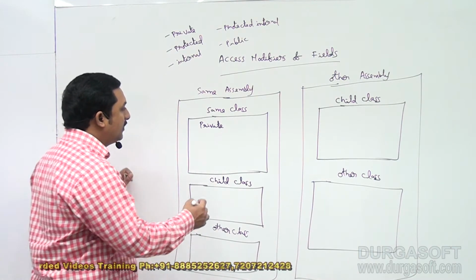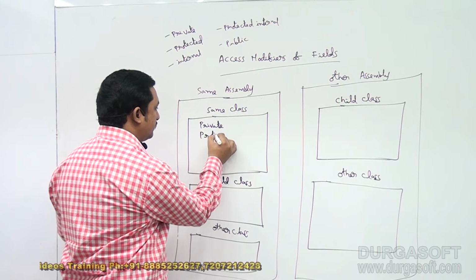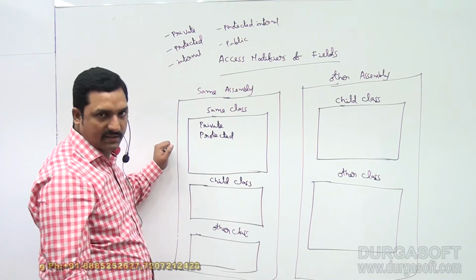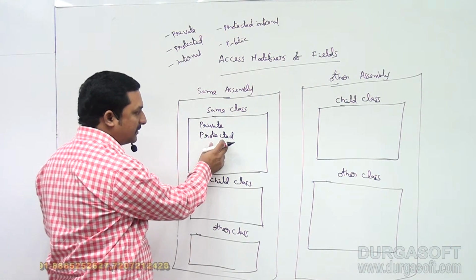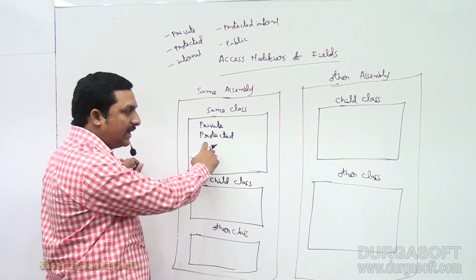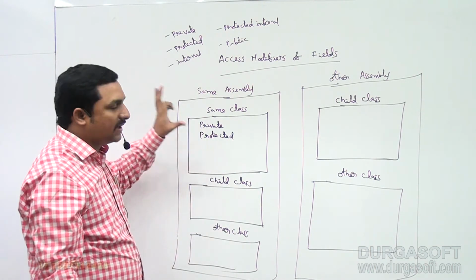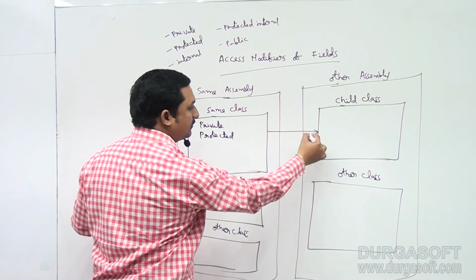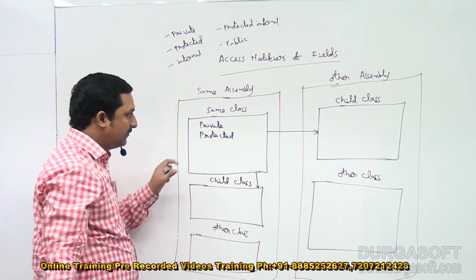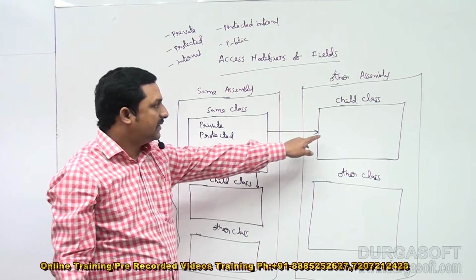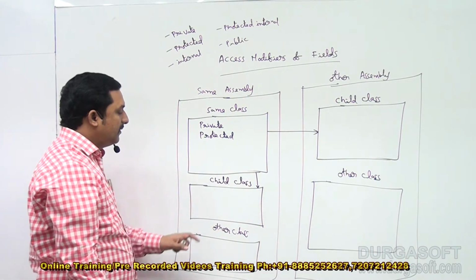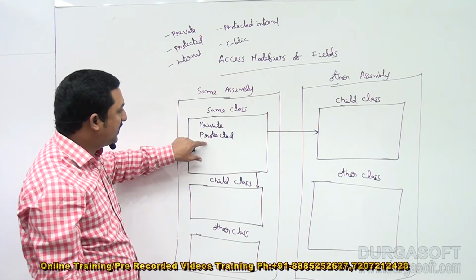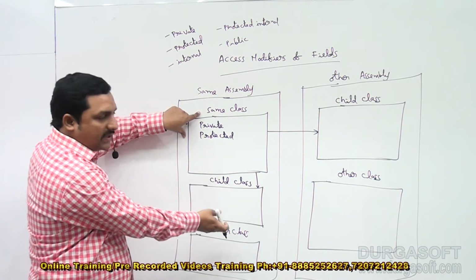But you created a protected member. This protected member is accessible in what places? This protected member is accessible in the same class and in all the child classes of the particular class. For this class, this one is a child, this one also a child, right? Now in this child class, the protected member is accessible. Protected member, where is it created? In this class. In its children also it is accessible.